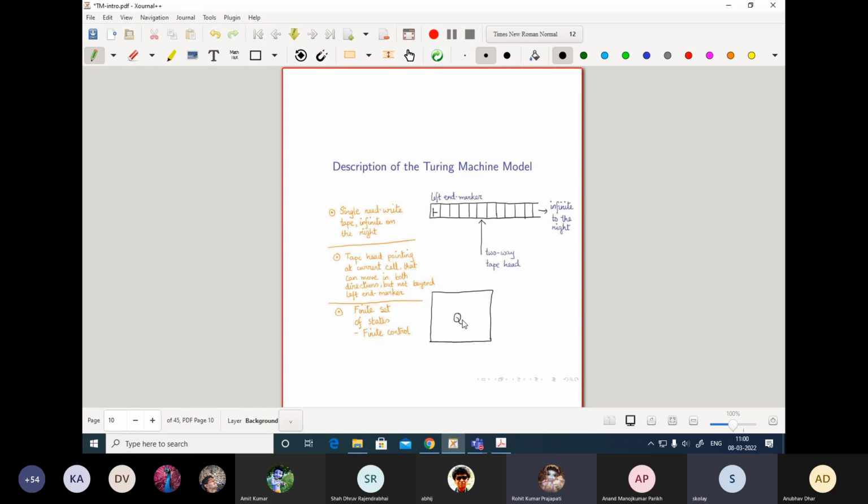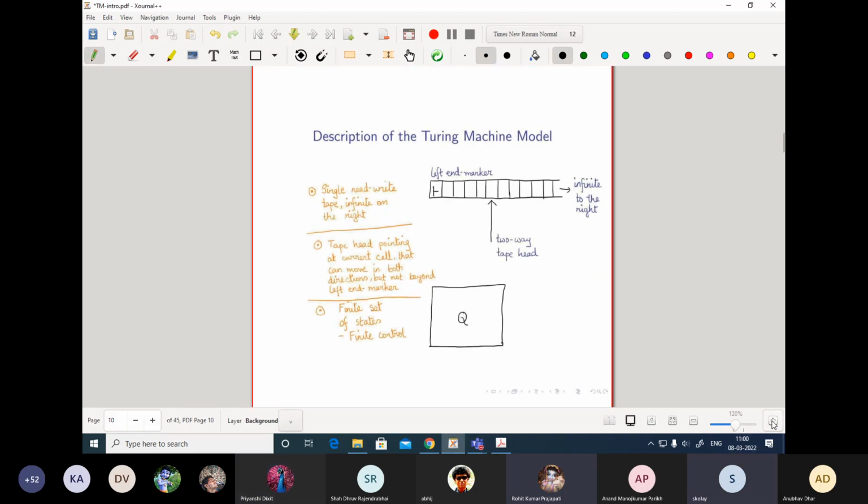Can you please zoom in a little bit? Okay, one minute. Can you see it now? Yes, sir. Okay.